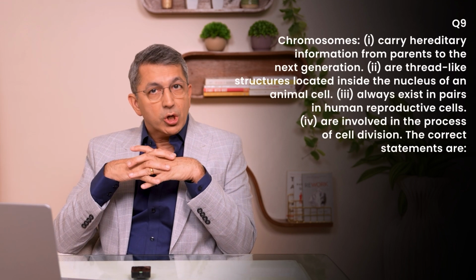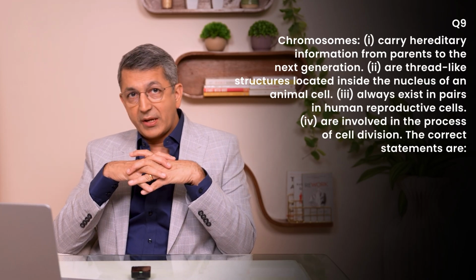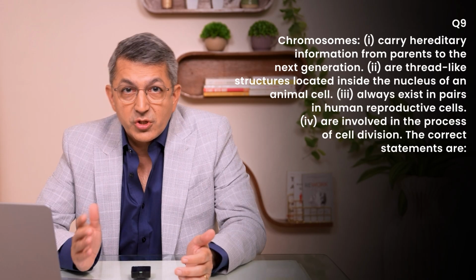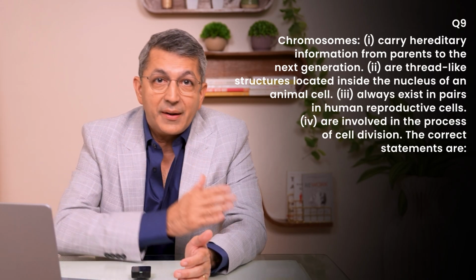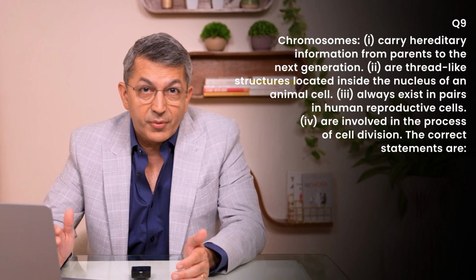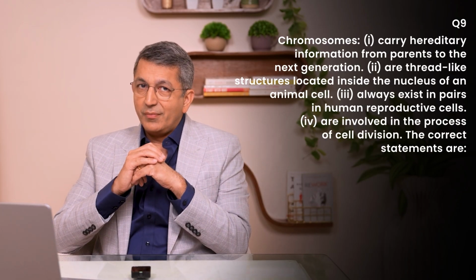Question 9. Chromosomes: 1. Carry hereditary information from parents to the next generation. 2. Are thread-like structures located inside the nucleus of an animal cell. 3. Always exist in pairs in human reproductive cells. 4. Are involved in the process of cell division. The correct statements are A. 1 and 2, B. 3 and 4, C. 1, 2 and 4, D. 1 and 4. Concept: genetics and cell biology.